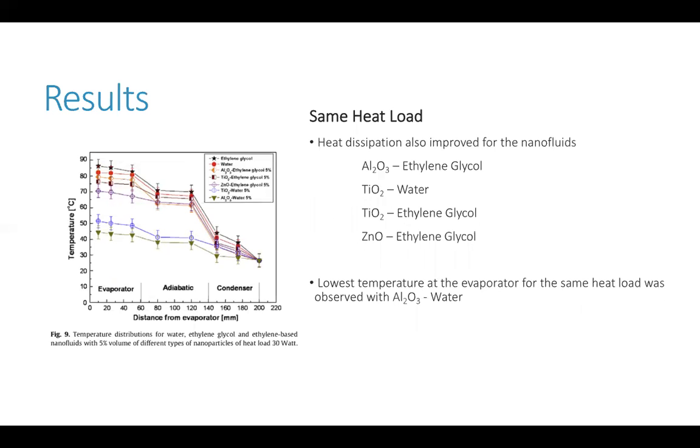Next, here in figure 9, we have a temperature distribution plot versus the distance from the evaporator for all of the nanofluids with the same heat load. What we can see here is that the heat dissipation improves for all of the nanofluids when compared to their respective base fluids. And from this plot, we can also see that the lowest temperature at the evaporator for the same heat load was observed with aluminum oxide water.